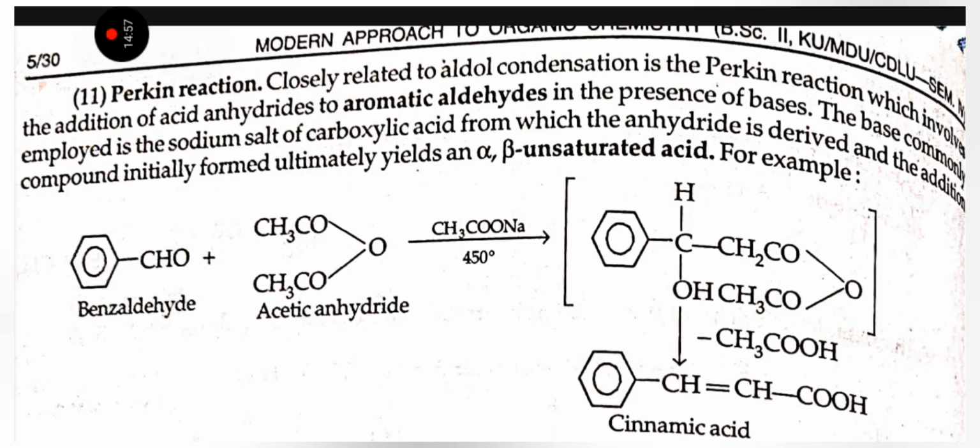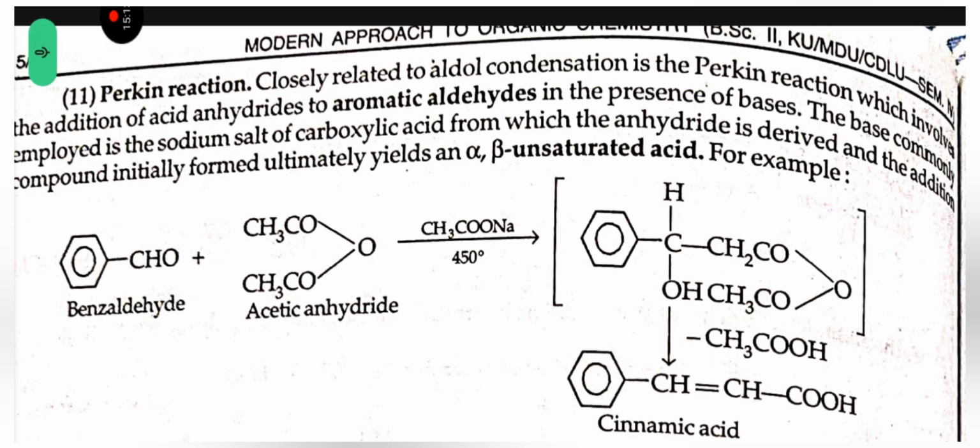Perkin reaction. Closely related to aldol condensation is the Perkin reaction, which involves the addition of an acid anhydride to an aromatic aldehyde in the presence of bases. The base commonly employed is the sodium salt of the carboxylic acid from which the anhydride is derived, and the addition compound initially formed ultimately yields an alpha-beta unsaturated acid. For example, benzaldehyde plus acetic anhydride, with CH3 COONa at 450 degrees Celsius, will give cinnamic acid.